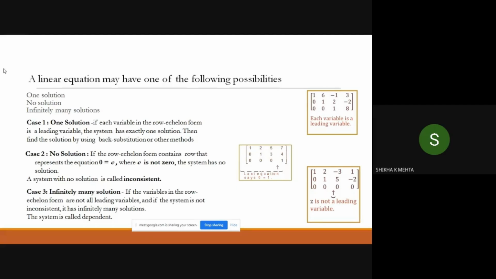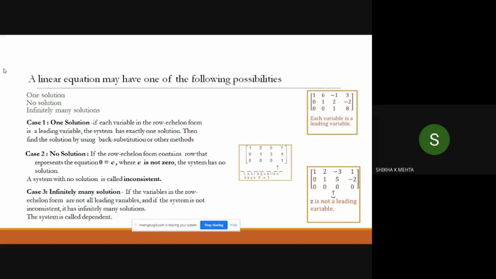So just by looking at the row echelon matrix itself, you can tell whether the set of linear equations will have one solution, no solution or infinitely many solutions, without going further to find the solutions. That means in the Gaussian elimination method, after converting the matrix into row echelon form, you can find out whether you will have one solution, no solution, or infinitely many solutions, rather than just going for finding the solution in the third step.